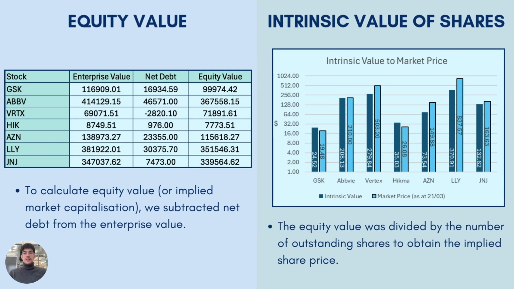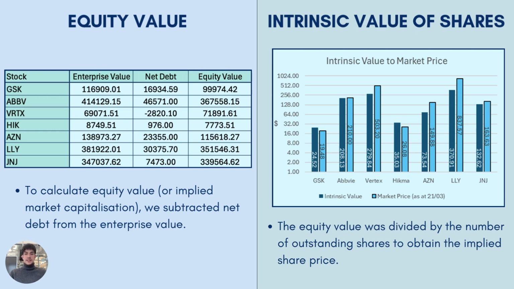In order to calculate the intrinsic value of the shares, we deduct the value of the net debt from the enterprise value to get implied market capitalization, which is also called the equity value of the company. This calculation can be seen in the table on the left. All companies had positive net debt, except for Vertex, which had more cash than outstanding debt. The equity value is then divided by the number of outstanding shares to obtain the implied share price.